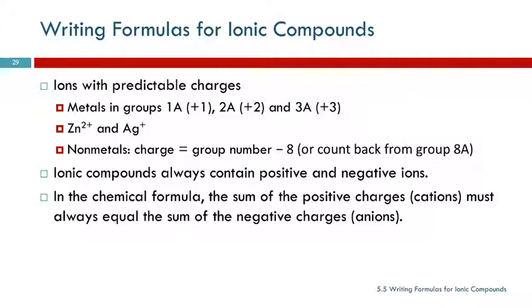So that's a review. In an ionic compound, you always have to have a positive ion and a negative ion, because otherwise there'll be no attraction and you won't have a compound. When we write the chemical formula, the total of positive charges has to equal the total of the negative charges. Overall, the formula for a compound is neutral. It has charged things in it, but the formula overall is neutral.